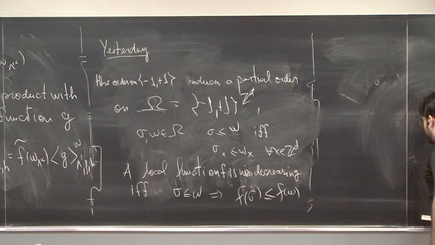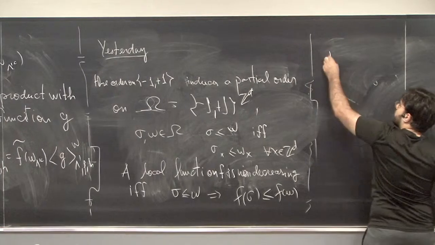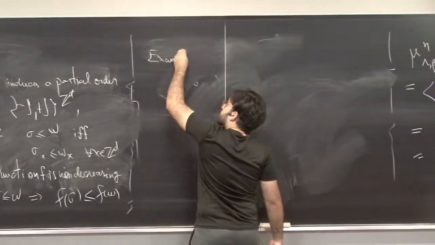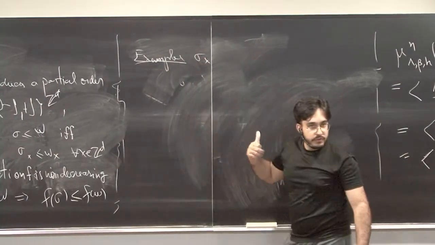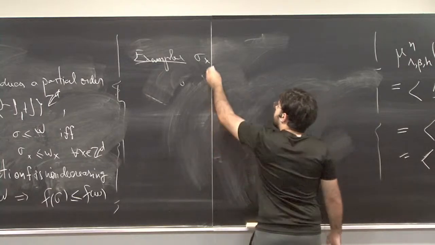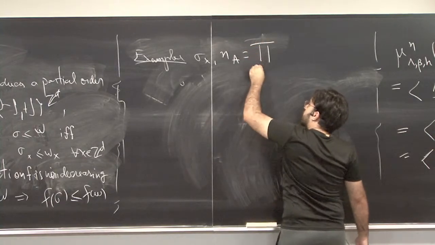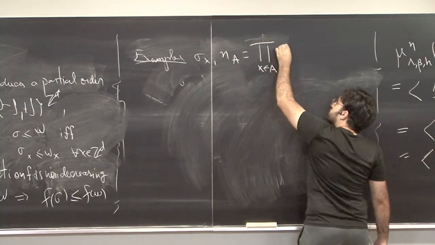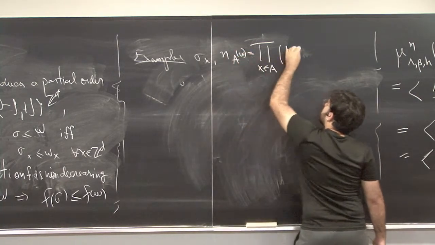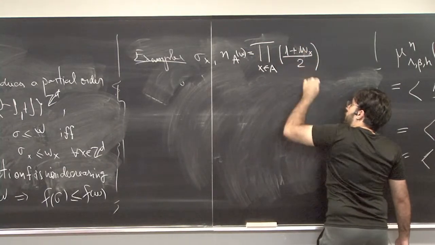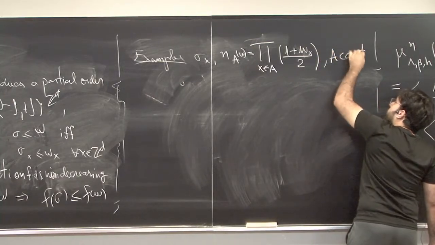And notice that we have some examples of functions that are non-decreasing. So the examples were sigma x, for instance. This is an exercise actually to show that this is non-decreasing. The N_A, and remember N_A is this function right here, N_A calculated at omega is given by this expression right here, where A is a finite subset of Z^d.